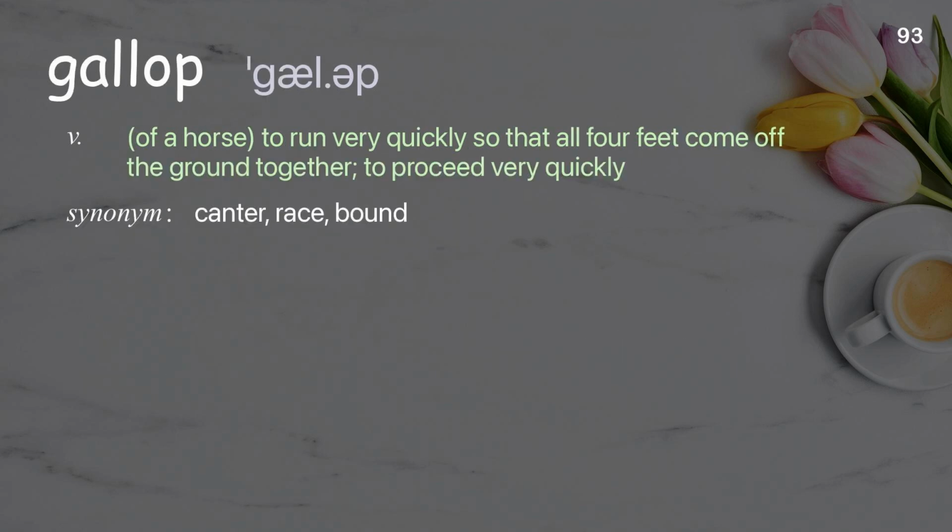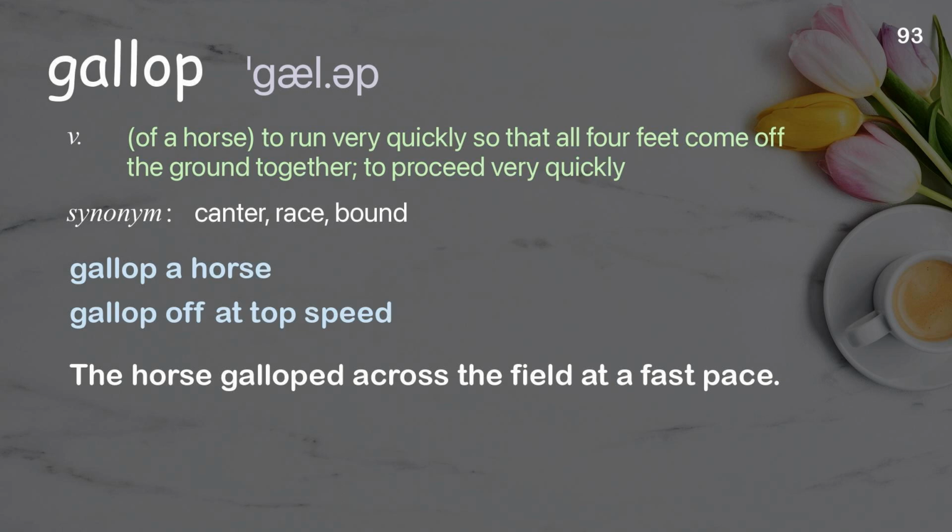Gallop. Of a horse, to run very quickly so that all 4 feet come off the ground together; to proceed very quickly. Examples: Gallop a horse. Gallop off at top speed. The horse galloped across the field at a fast pace.